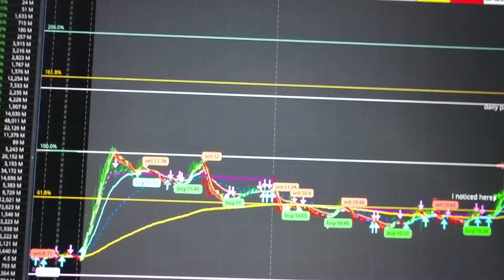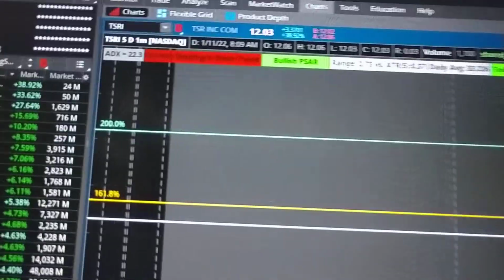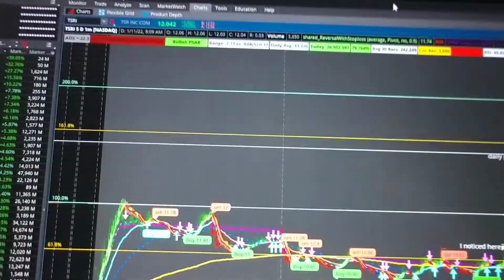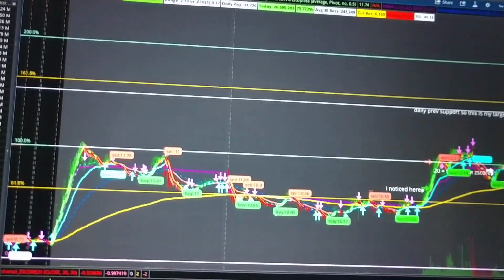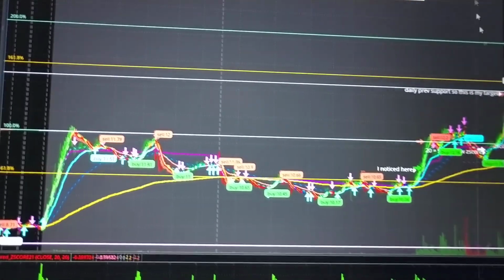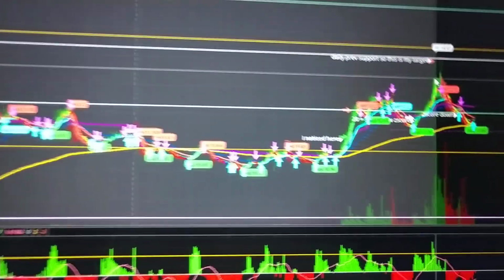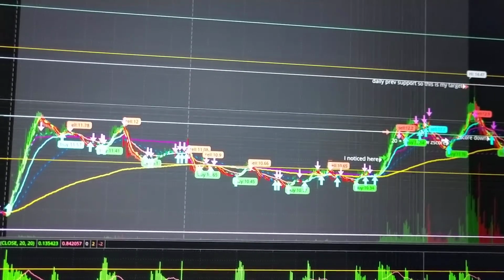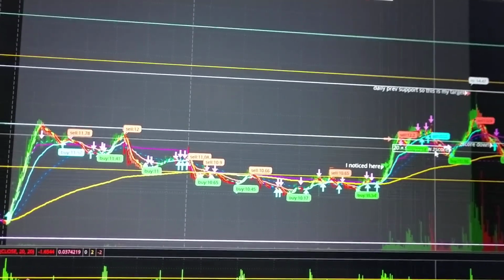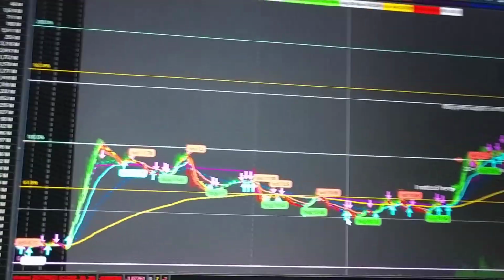Today is January 11th. I only worked with one stock today. It was TSRI, and pretty much I set them up during pre-market. I actually exited just a little bit after opening bell on it, but I took two trades mostly during pre-market. And this was an earnings play.